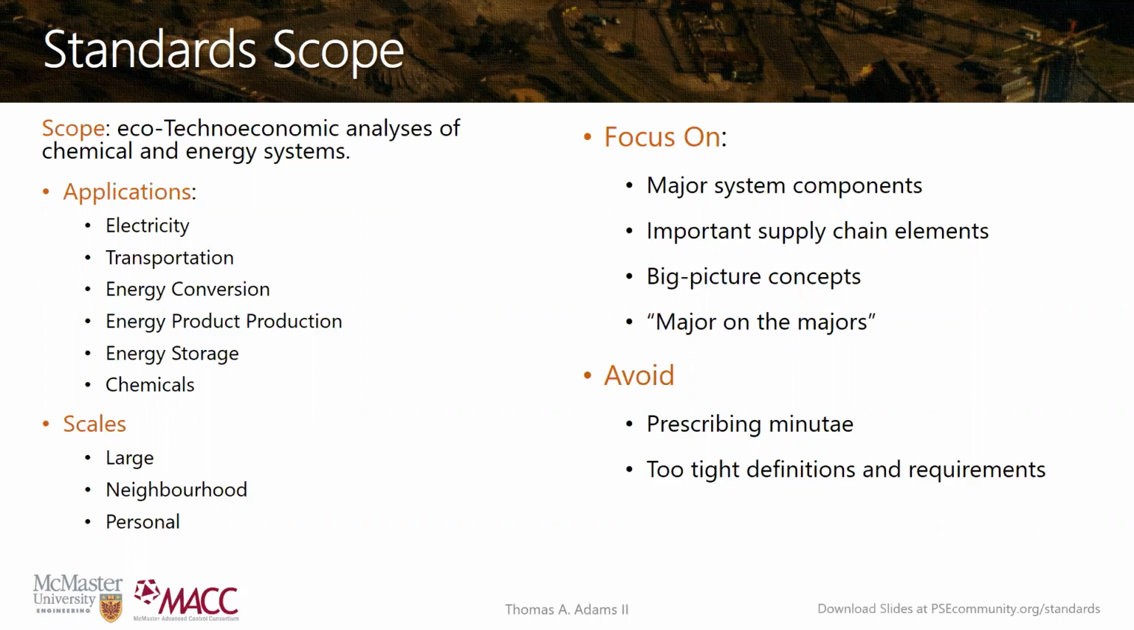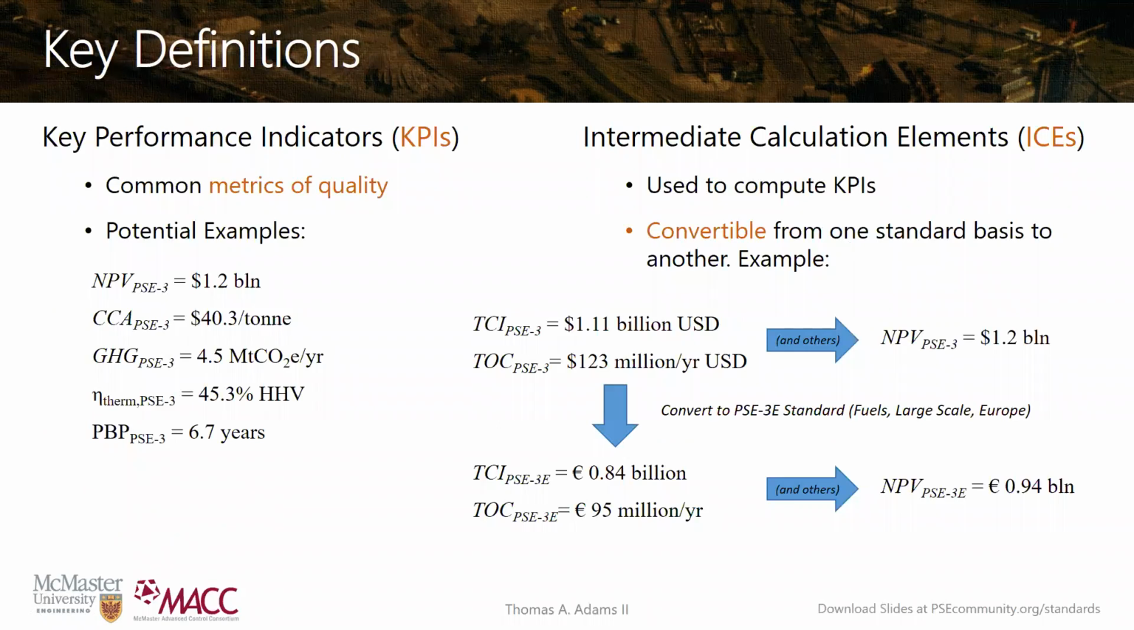Okay, so we don't want to prescribe minutia, right? We want to eliminate the macro noise, but we allow all the micro noise. Okay, so we have to find that balance. And there's really two categories that we need to worry about. One is key performance indicators. These are KPIs, or these are the common metrics of quality. Okay, so we want to be able to show that numbers like these, net present value, cost of CO2 avoided, greenhouse gas emissions, efficiency, payback period, that these are presented under a standard, that these are endpoints that you can easily read and use for comparison.